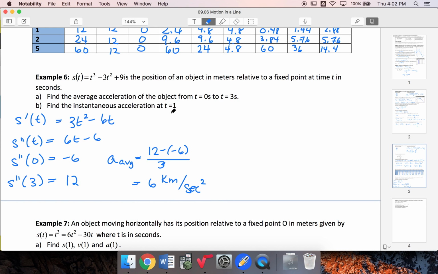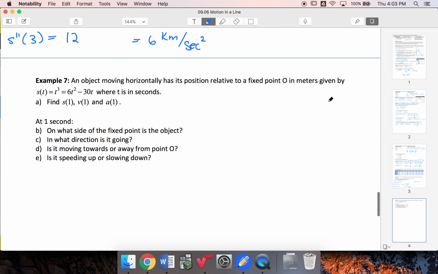Instantaneous acceleration, well, that's going to give me my second derivative at 1, which is going to be 0. So what this means is that at that moment, at 1 second, my speed is not changing. So my speed is constant at that 1 second. Let's go ahead and do the next example as well.